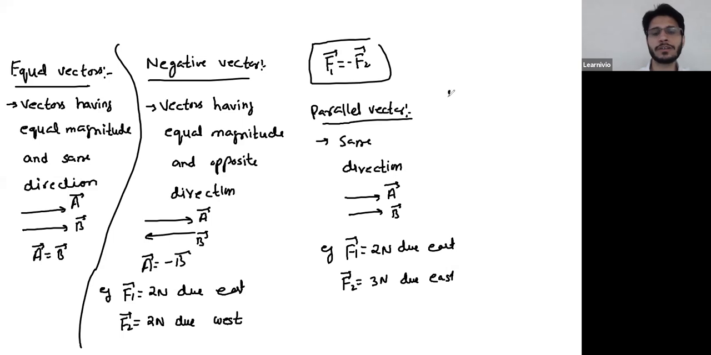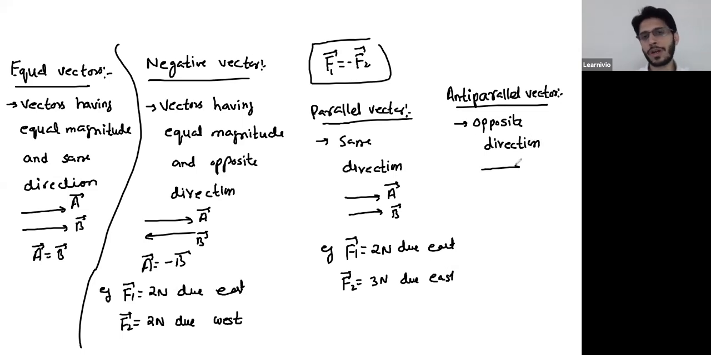After parallel vectors, next we have anti-parallel vector. Anti-parallel vector means vectors which are acting in opposite directions. Vectors which act in opposite direction are anti-parallel.